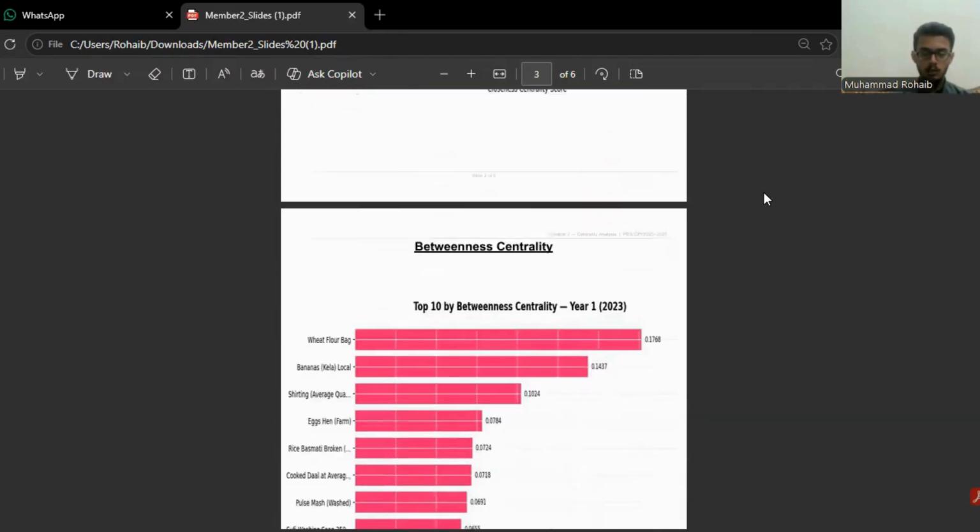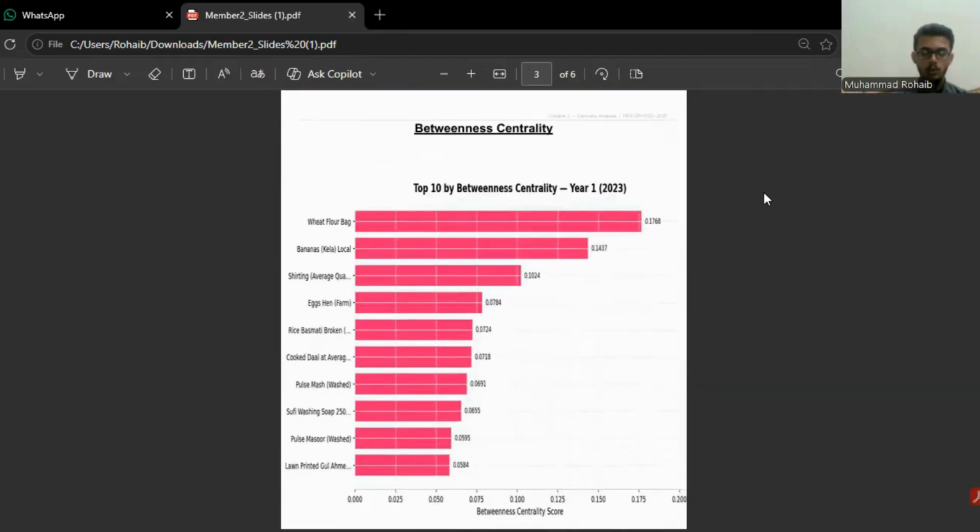Next, the third centrality is betweenness centrality. Betweenness shows which items act as bridges. Wheat flour egg is highest at 0.1768, connecting many items. Banana links fresh and basic foods, and shirting connects food and non-food items. This means controlling wheat flour prices can impact many other items as well.